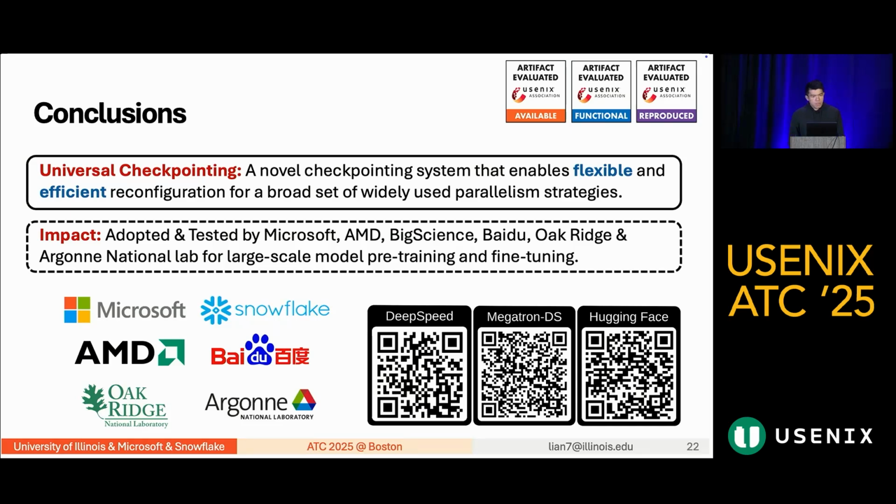In conclusion, we introduced universal checkpointing, a novel checkpoint system that enables flexible and efficient reconfiguration for both the widely used parallelism strategies and their combinations. Our work has been adopted and tested by Microsoft, AMD, BigScience, Baidu, and two national labs for large-scale model pre-training and fine-tuning. And here are the source code and some tutorials from DeepSpeed, Megatron-DeepSpeed, and Hugging Face. We welcome any questions.